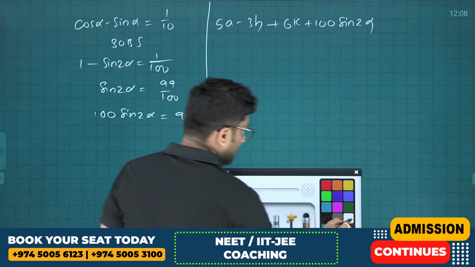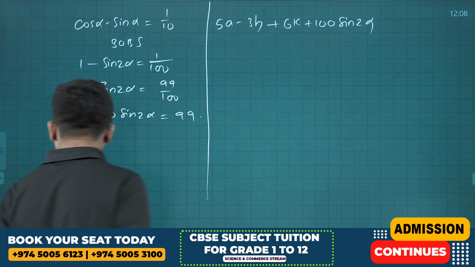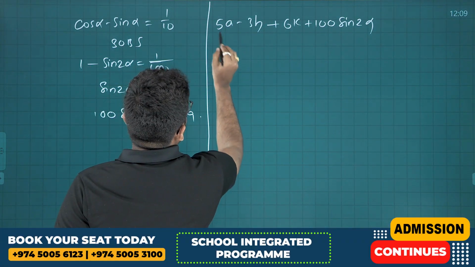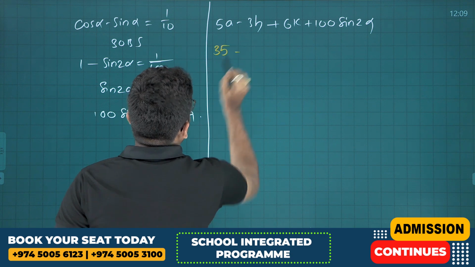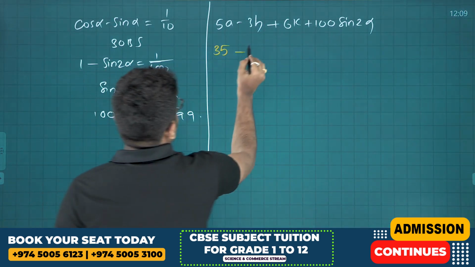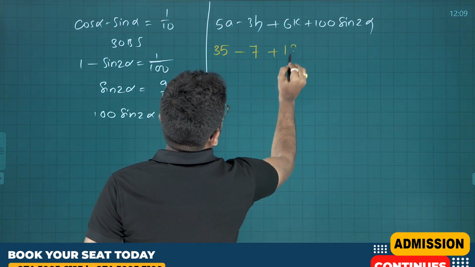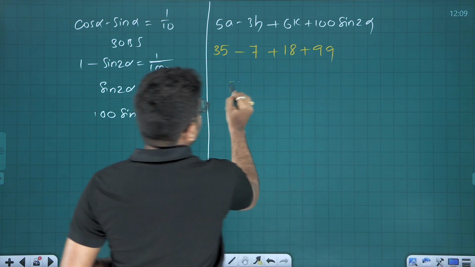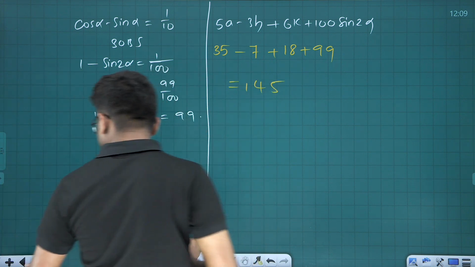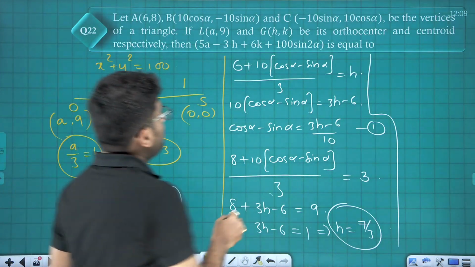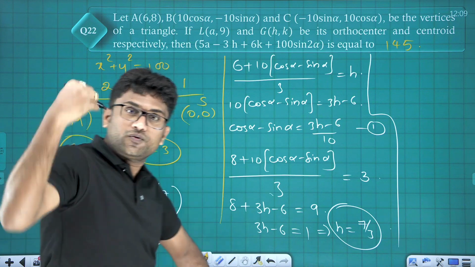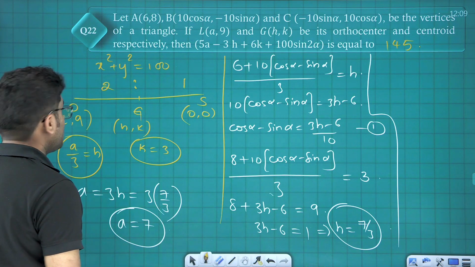So 5a, a value we just found is a equal to 7. 5 7s are 35 minus 3h, which is 7, plus 6 3s are 18, plus 99. So this value is nothing but 145, friends. So the answer is 145. Clear? Next question.